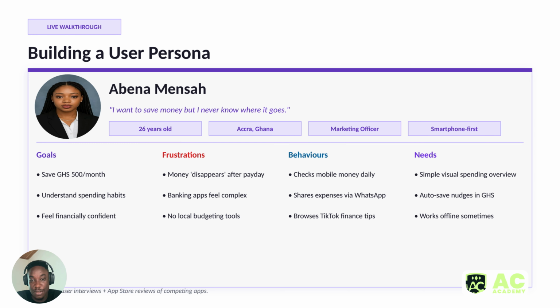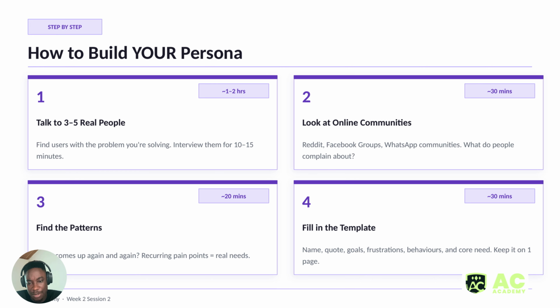That persona was built from 5 real users actually. 5 real user interviews and app store reviews. That's what makes it very powerful. So let's move on to how you can build your persona. So how do you build yours?